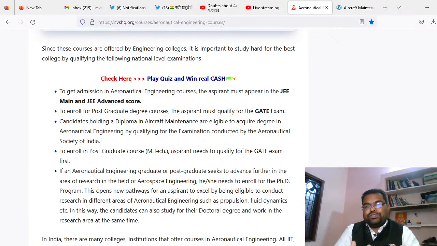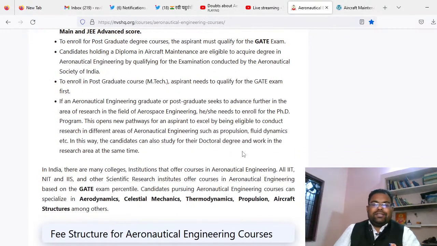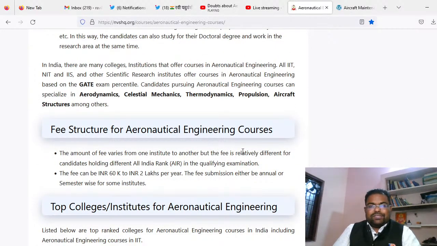Alright, if you want to pursue the PG program in aeronautical, then you must have a UG degree along with the GATE, right? You have to clear the Graduate Aptitude Test in Engineering. So these are just the necessary minimum requirements. If you are going for the UG program, just 10 plus 2 and then an IIT JEE Advanced score. You must have a valid IIT JEE score for UG, and a valid GATE score for the MTech program.